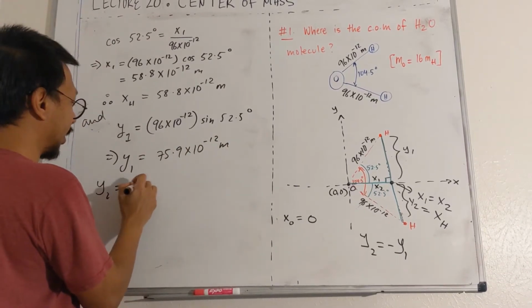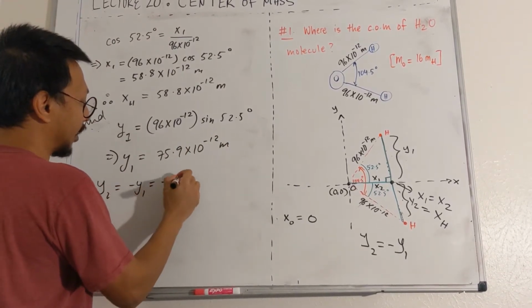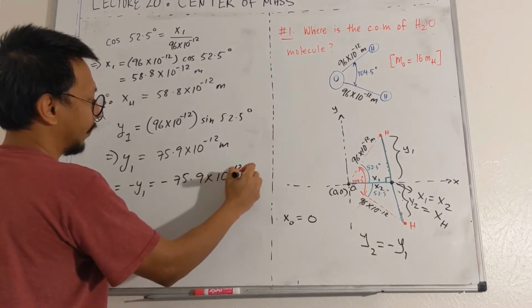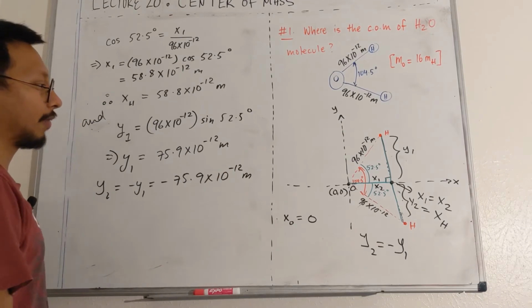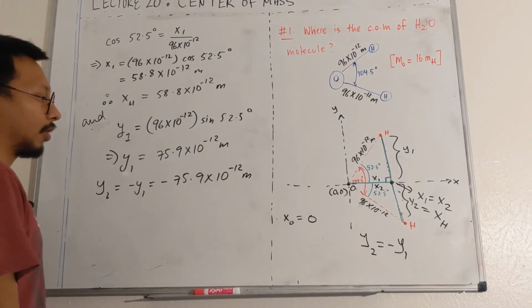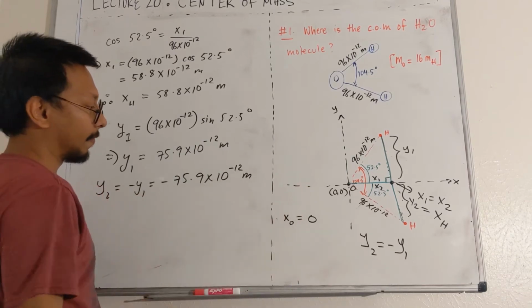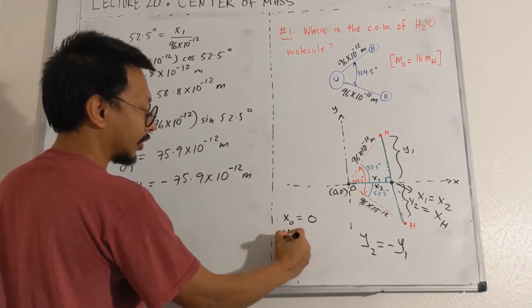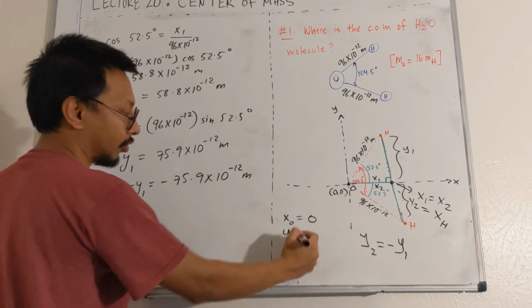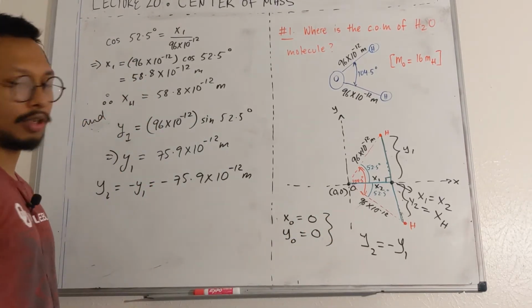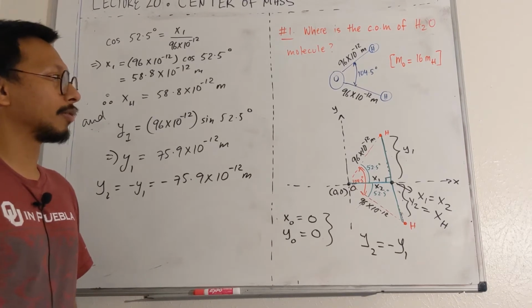y2 is just the negative of y1, which is negative 75.9 times 10 to the minus 12 meters. Now we have all the coordinates to calculate our center of mass. Also here we can notice that y0, the y position for the oxygen, is also 0 since it's at the origin. So we have all that we need to use our formulas.